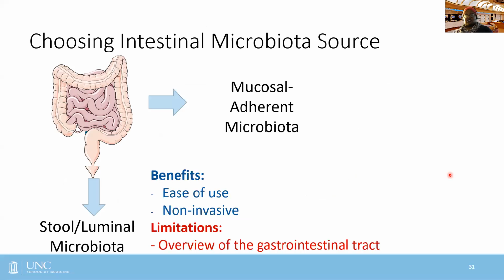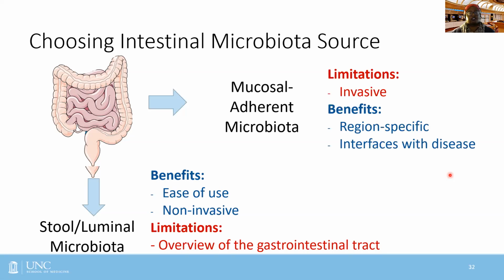When you're looking at the stool luminal contents, there is the benefit that there's an ease of use, and it's a non-invasive procedure. You just give them a bag or a sampling cup and say, have at it. The limitation is that it's an overview of the gastrointestinal tract. So you're not going to get that region-specific specificity, which is a problem, especially in Crohn's disease, where you have patches of inflammation that are non-contiguous. So you have regions of inflamed and non-inflamed regions.